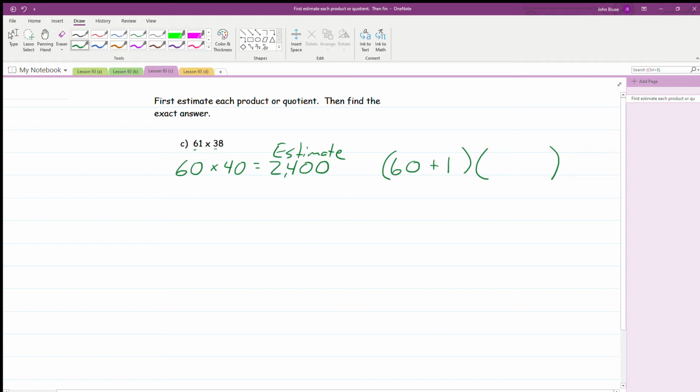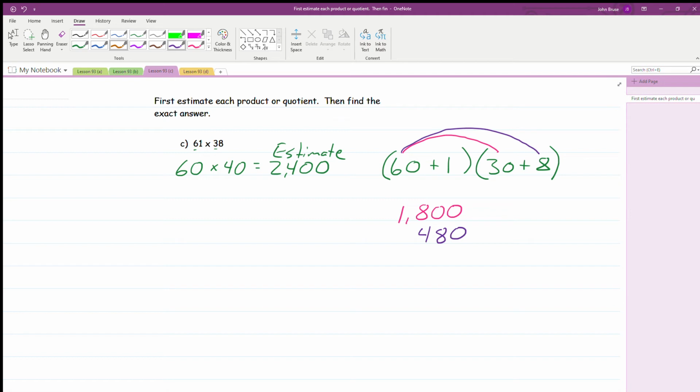61 is 60 plus 1, and 38 is 30 plus 8. And just so this is rainbow, we'll use some colors. So we're going to do 60 times 30, or 6 times 3 is 1800. And then we're going to do 60 times 8, or 6 times 8 is 48 with 1 zero. That's 480. And then let's go to orange.